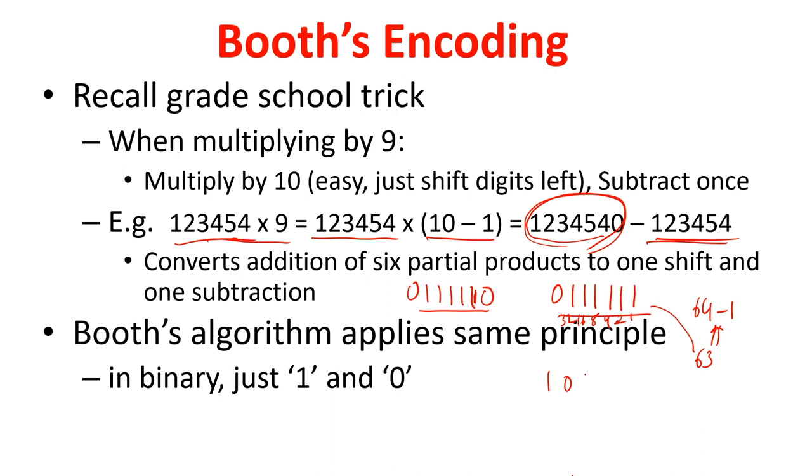So this will be 1, 0, 0, 0, 0, 0, 0. This number is 64 and minus 1. In this case, this gets converted into a subtraction for the first one and an addition for the other. We can represent this as plus 1 and this one as minus 1. So both algorithms apply the same principle in the binary domain, and we can convert the 6 partial sums into 1 shift operation.